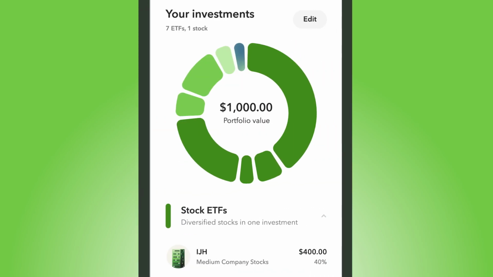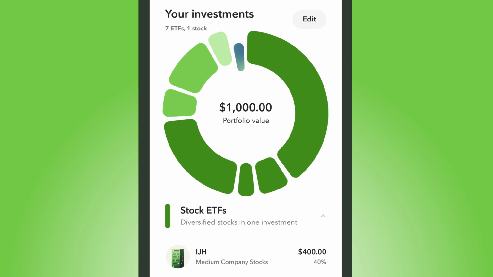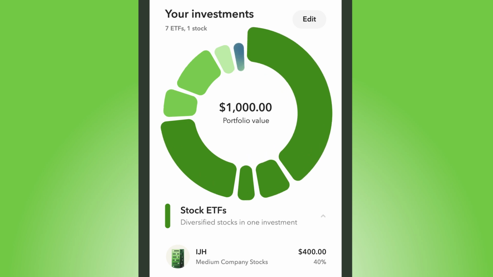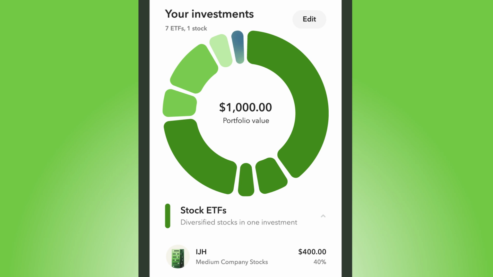A base portfolio, which is the same expert-built and diversified portfolio Acorns Invest customers have always relied on to give their money the chance to grow. And a custom portfolio, which will include the stocks and ETFs you choose to invest in. Together, your base and custom portfolios make up 100% of your Acorns Invest account.